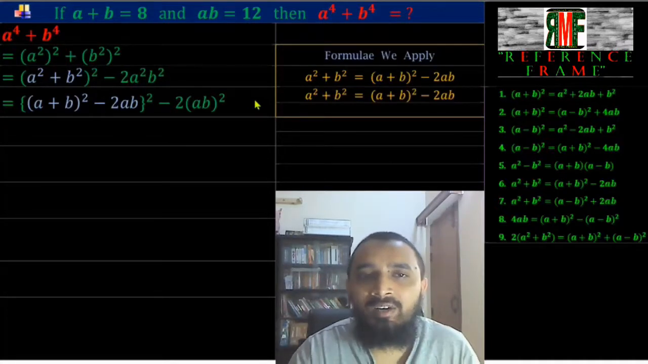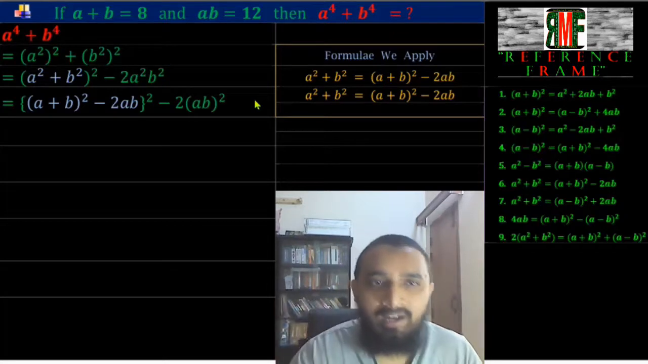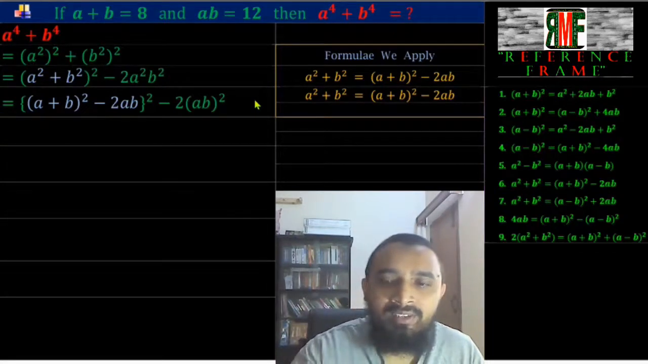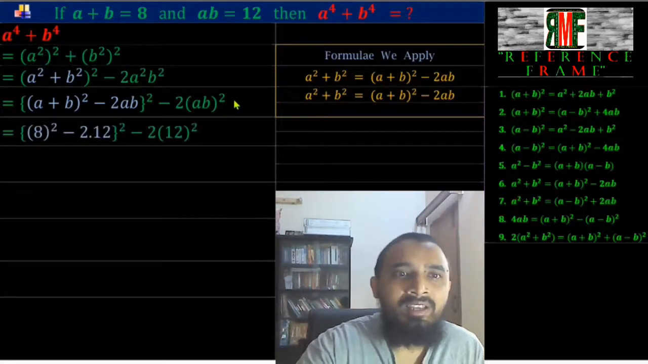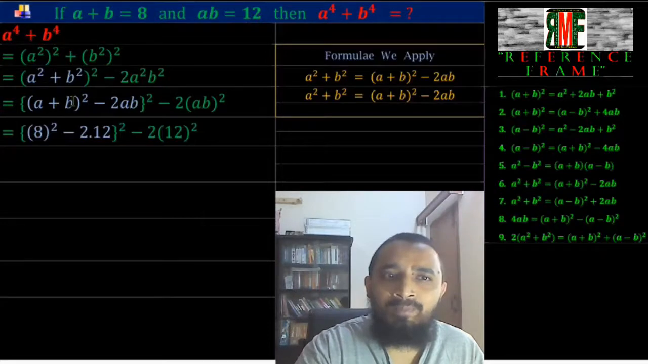In that case we can write down (ab) whole square. Okay, let us move into the next line. Look here, we know the value of ab, which is given. Okay, look, in your previous problem, what did you do?